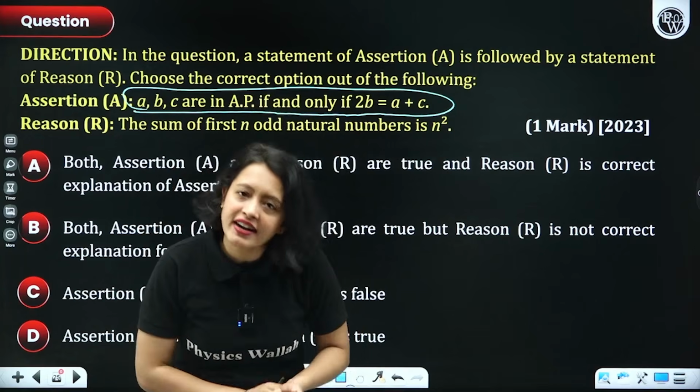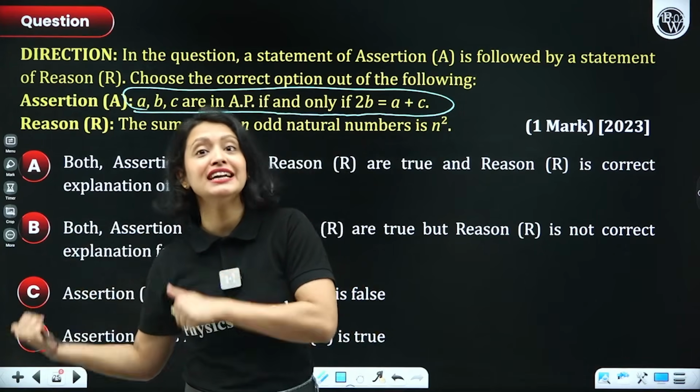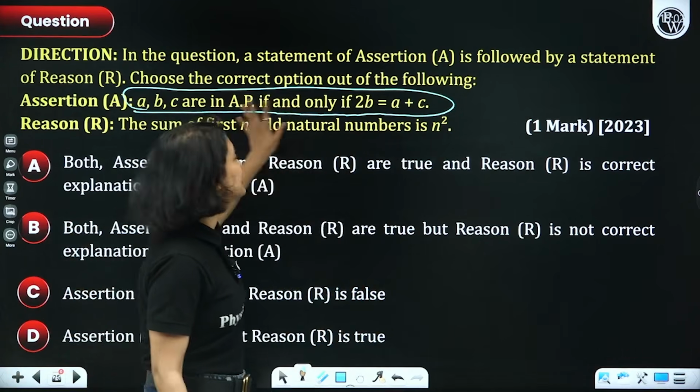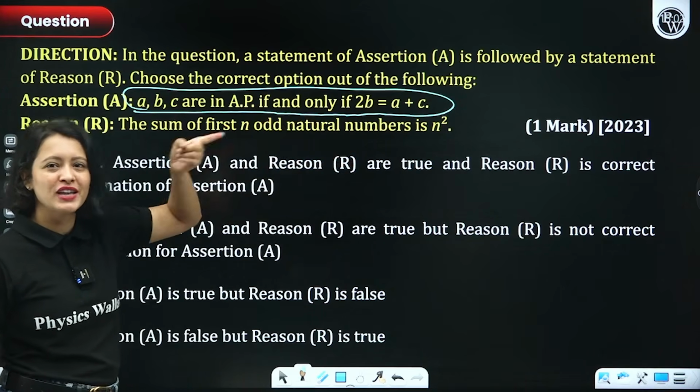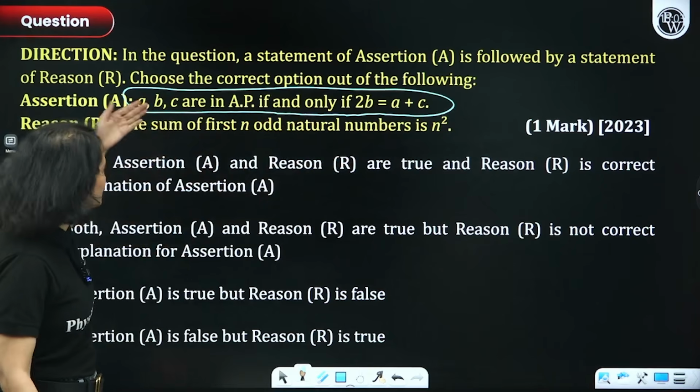Guys, I have already told you this. We have seen it in today's session only. And this directly comes from the common difference idea: B minus A is equal to C minus B. So from there, twice of B would be equal to A plus C. So yes, this is true.